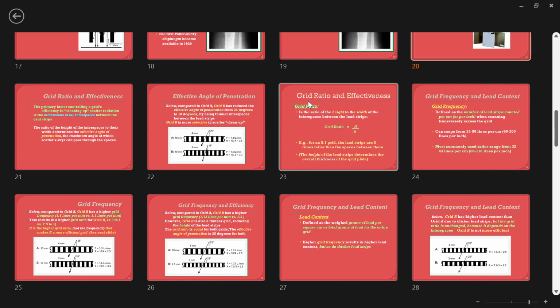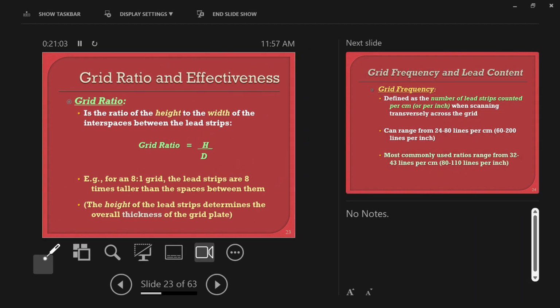Two major things for efficiency or effectiveness of our grids. It's going to be two things, either grid ratio or grid frequency. There are other factors like lead content and stuff, but the two main things that control how effective a grid is at catching scatter are those two, ratio and frequency. So let's look first at ratio. Ratio is just the ratio of the height to the width between the strips. So not the width of the strips, which are very thin, but the width between the strips. How much space there is.